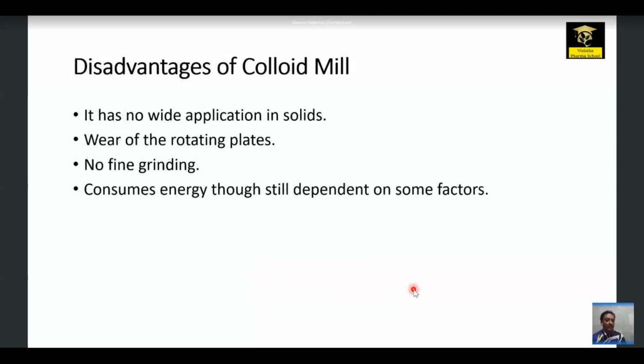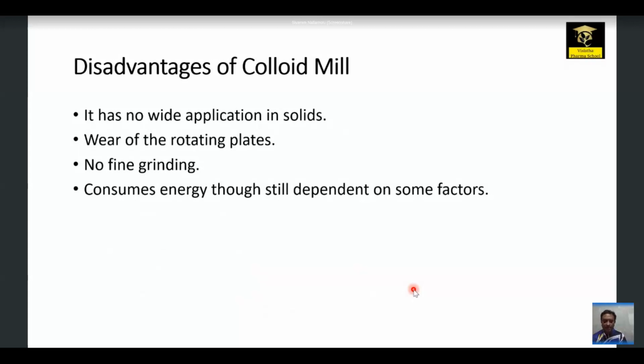Coming to the disadvantages, it has no wide applications in solids. It's not suitable for solids, as I told you, and there is wear of the rotating plates. Definitely, for any equipment, wear and tear will be there. No fine grinding, and it consumes energy. However, it has very few disadvantages.